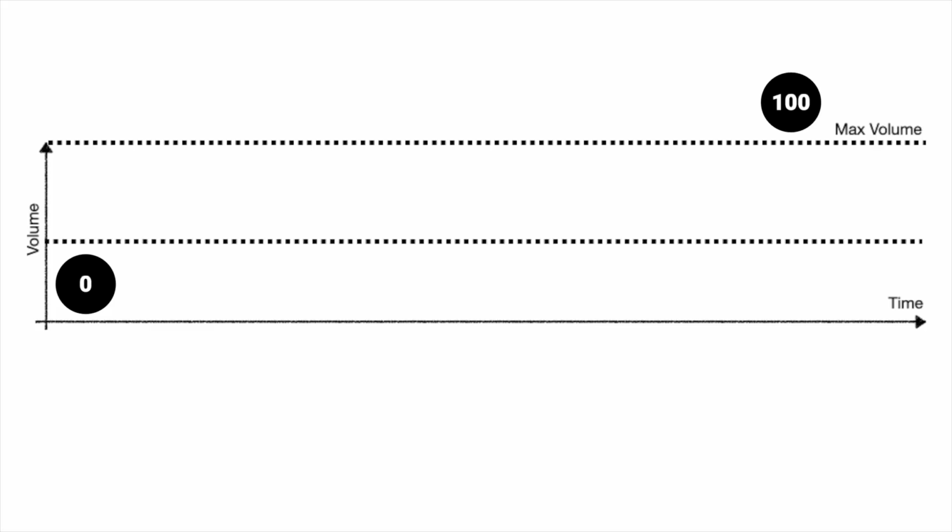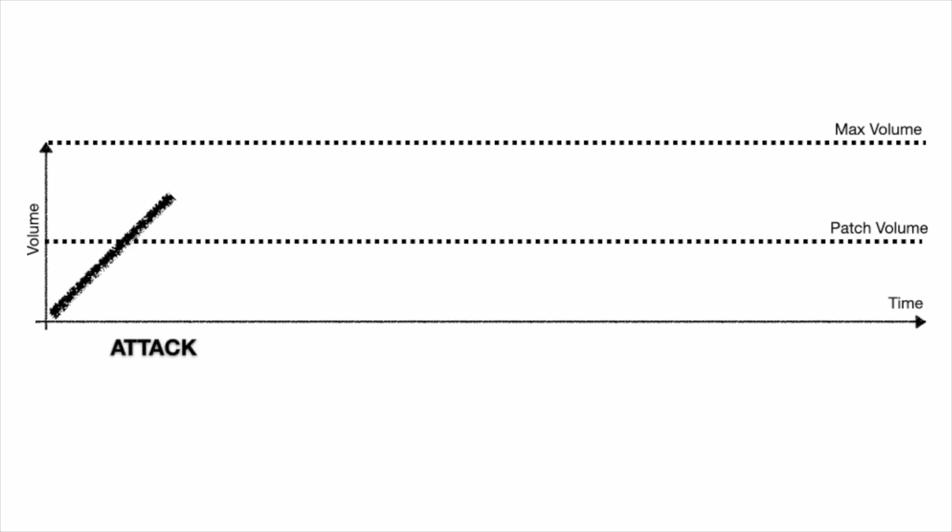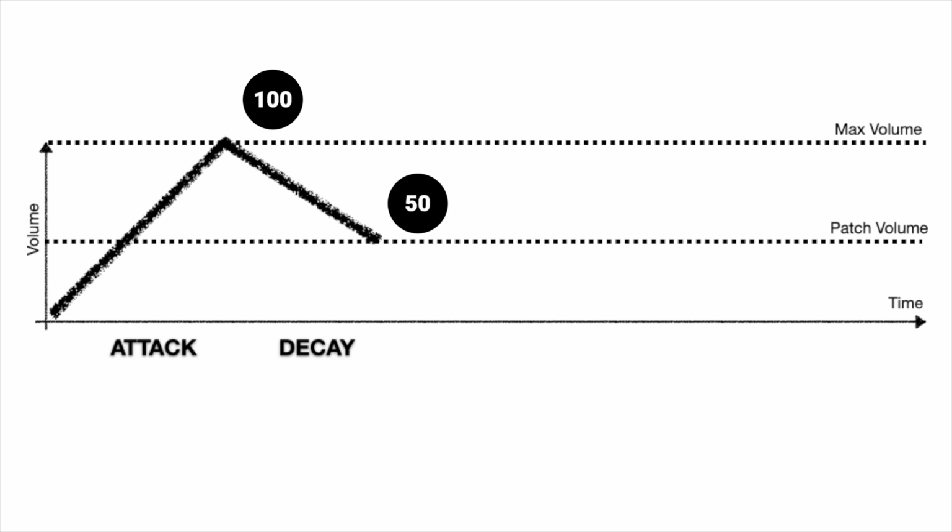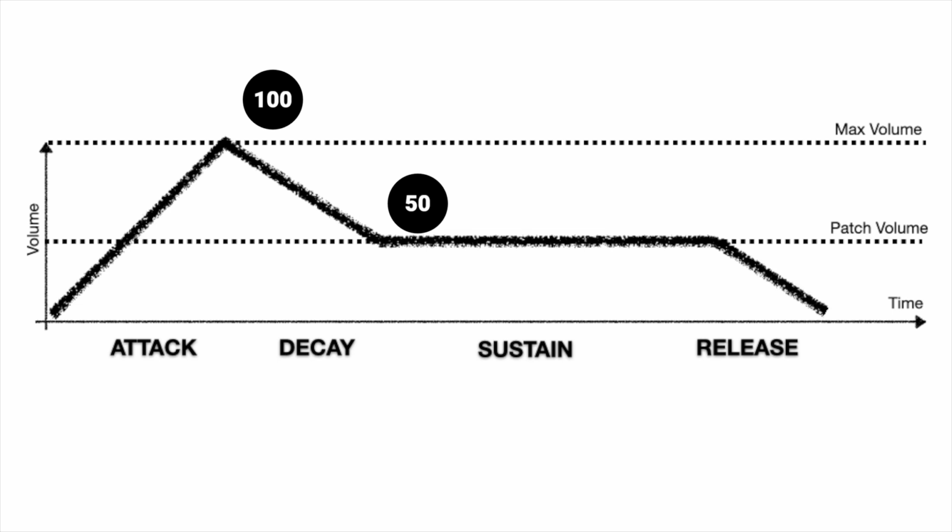Let's say that we are synthesizing a patch and we want the volume of this patch to sustain at, let's say, 50. Attack is the time that the sound takes to go from 0 to 100. Decay is the time that the volume takes to go from 100 decreasing to 50, which is the sustain value. Release is the time that the sound takes to go from 50 to 0, like a fade out.